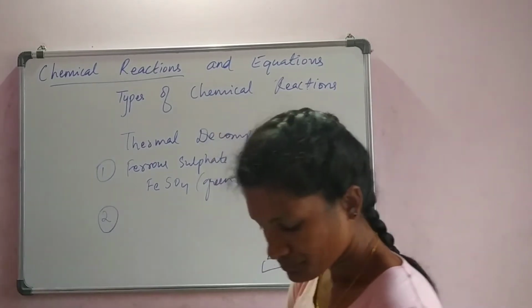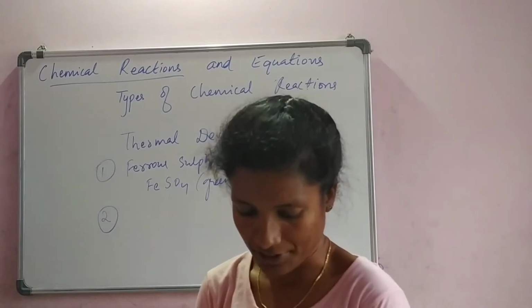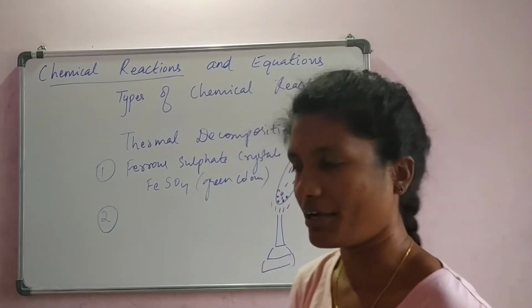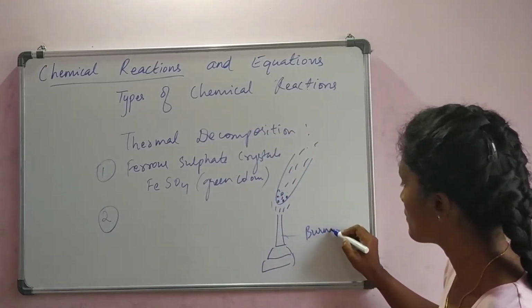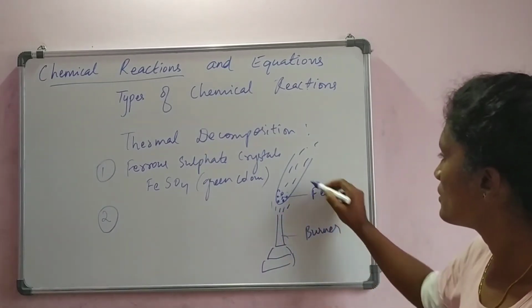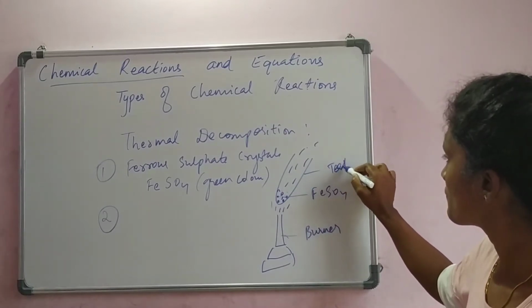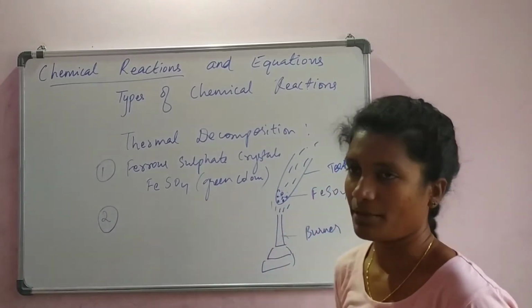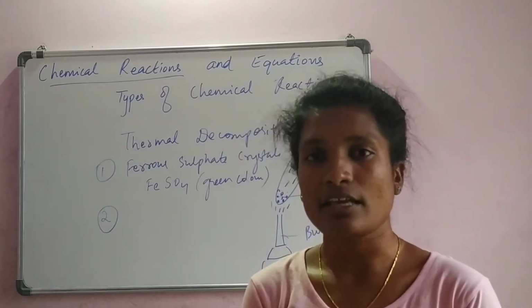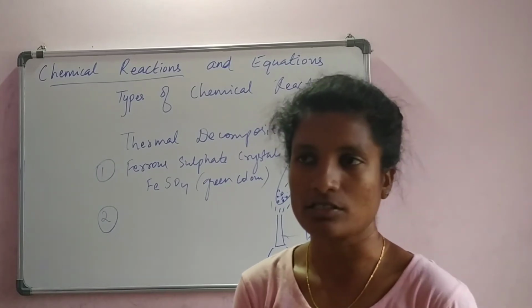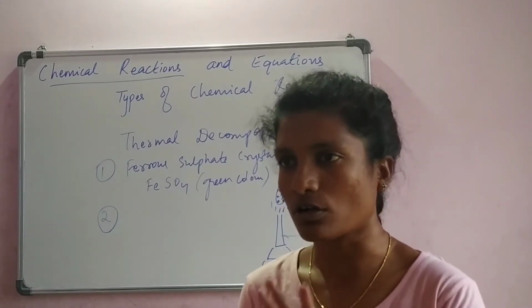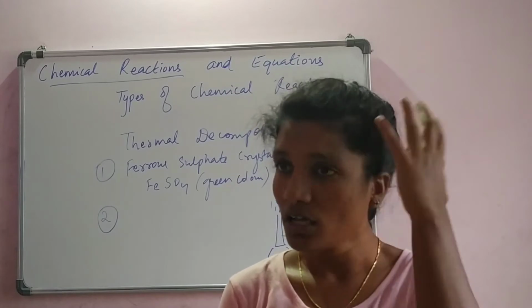Step number 2 is heat the boiling tube over a burner, keeping the mouth of the boiling tube away from yourself and your neighbor working in the laboratory. This is a burner, a laboratory apparatus which gives fire. This is ferrous sulfate. This is a test tube. Now we are heating, and they are telling us to take precautions because in chemical laboratories we work with acids and many dangerous chemicals, so we have to take precautions like wearing an apron or gloves, covering our mouth and other things like that.